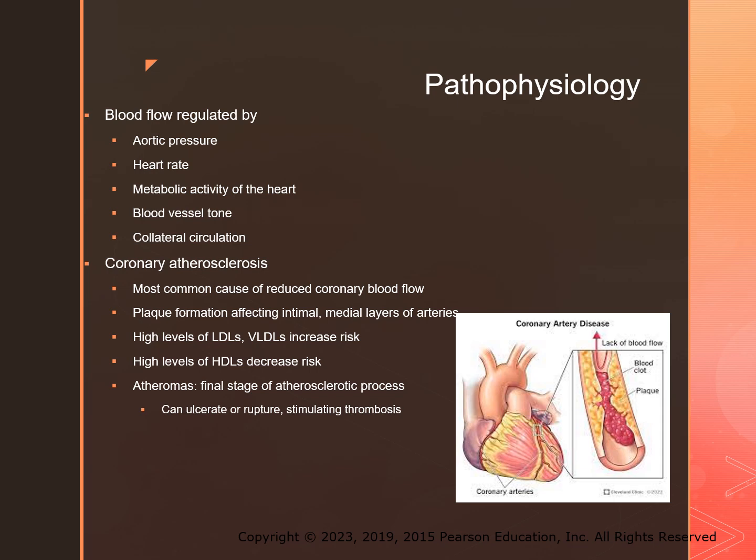The primary factor is aortic pressure. Other factors include heart rate. Most of the flow occurs during diastole when the muscle is relaxed. Other factors are metabolic activity of the heart, blood vessel tone or constriction, and collateral circulation.